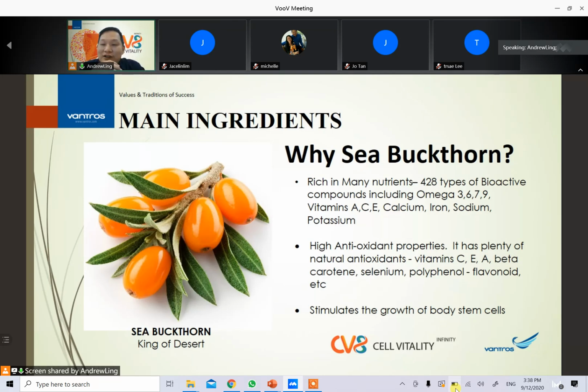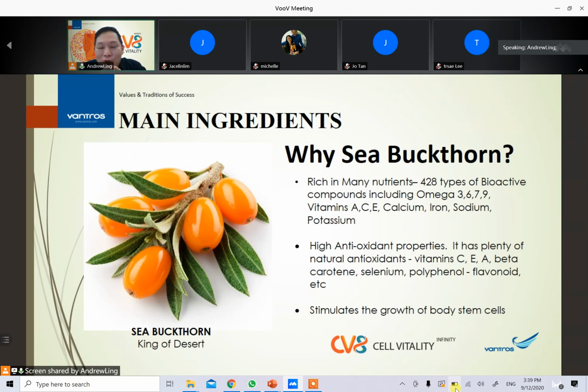The other ingredient is actually sea buckthorn. Now, sea buckthorn is another ingredient which is quite commonly used in the nutrition area. And sea buckthorn itself has been used for a few thousand years, from the time of Alexander the Great until the time of Genghis Khan. It's just like a type of fruit that grows in the wild desert. Now, during Alexander the Great's time, they named this sea buckthorn the bright horse.